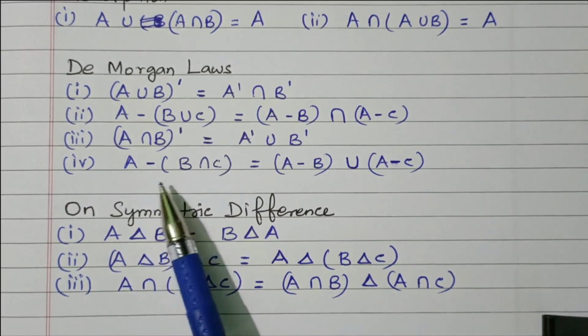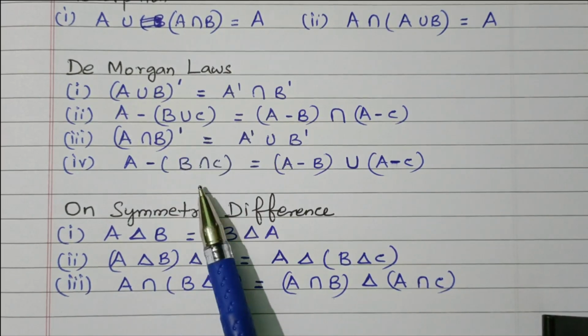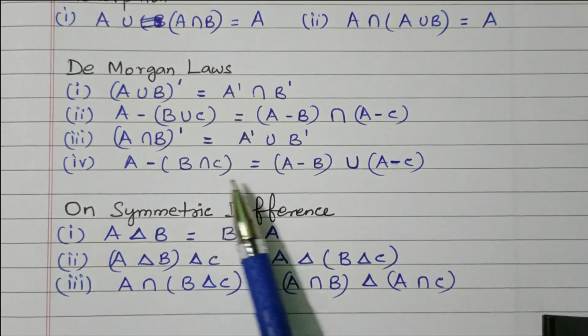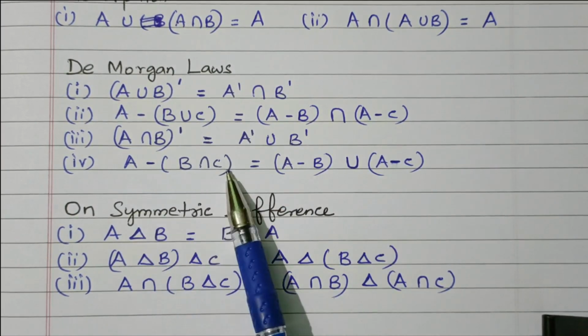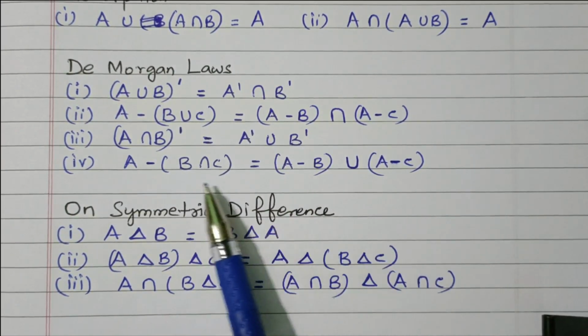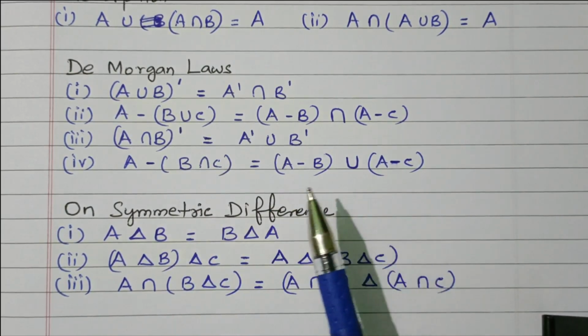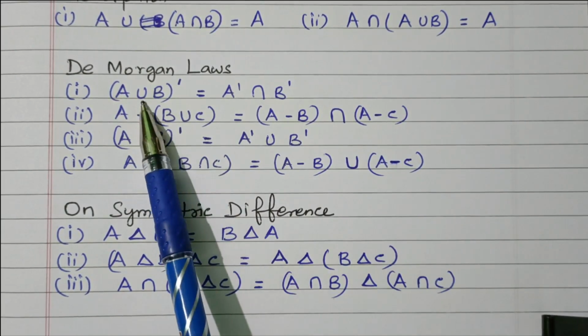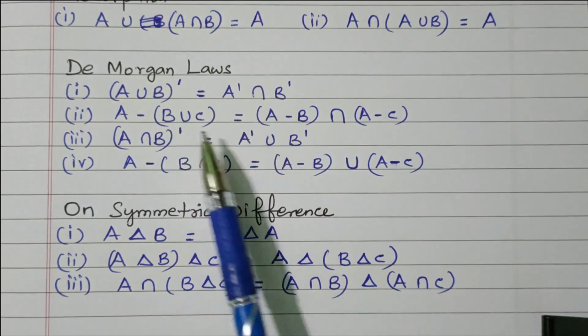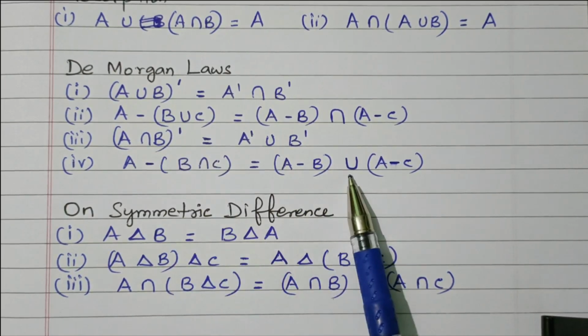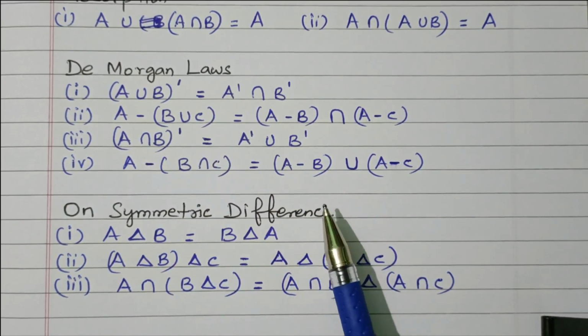Similarly, A minus B intersect C. Here union is there, here intersect. What is that? A minus B. Here intersect means union. Then A minus C. So A minus B union A minus C. So the important thing here: union means intersect, and intersect means union. Like that you can remember.